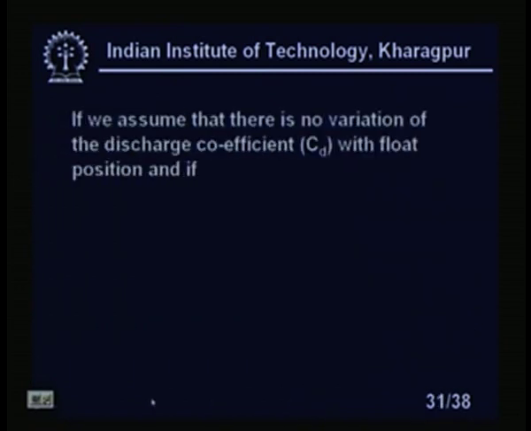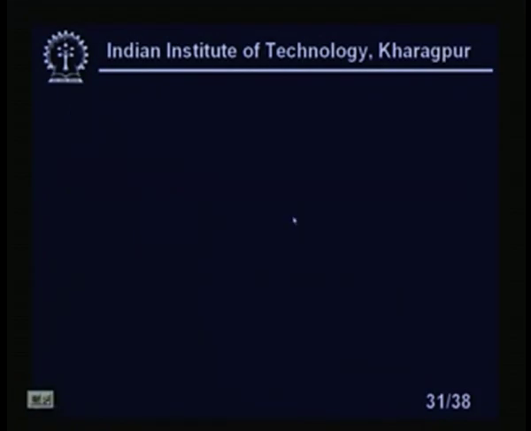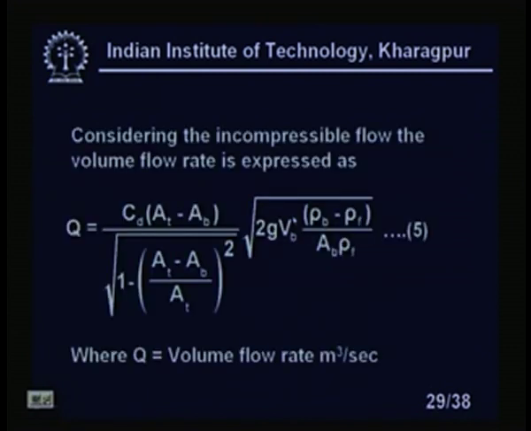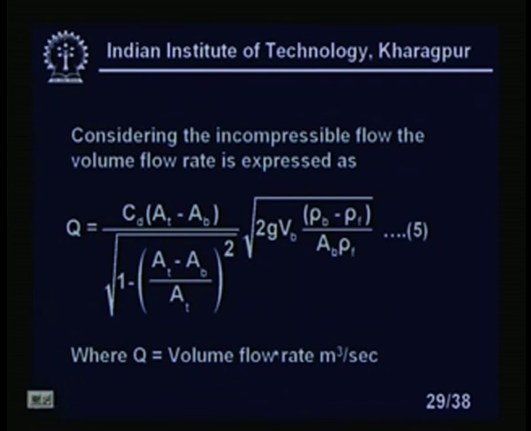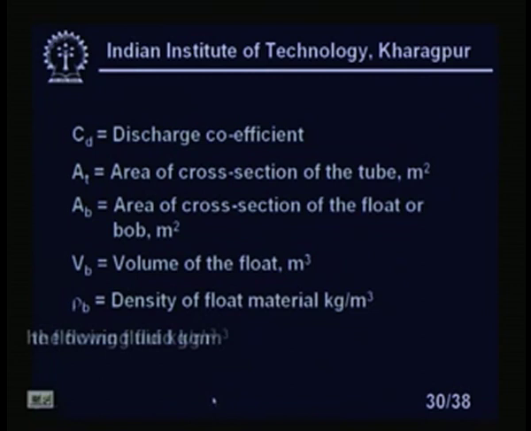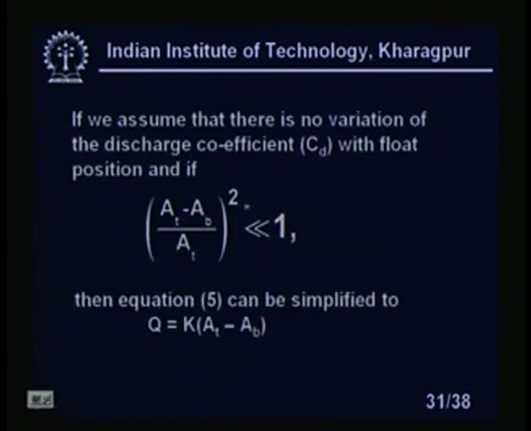Now, if we assume that the discharge coefficient does not change with the float position, which obviously it does, and if we assume that the term (AT minus AB) upon AT, whole square, is much less than 1, as seen on the previous slide, then equation 5 can be simplified to Q equal to K times (AT minus AB), because all the other items in that equation are simply constant.